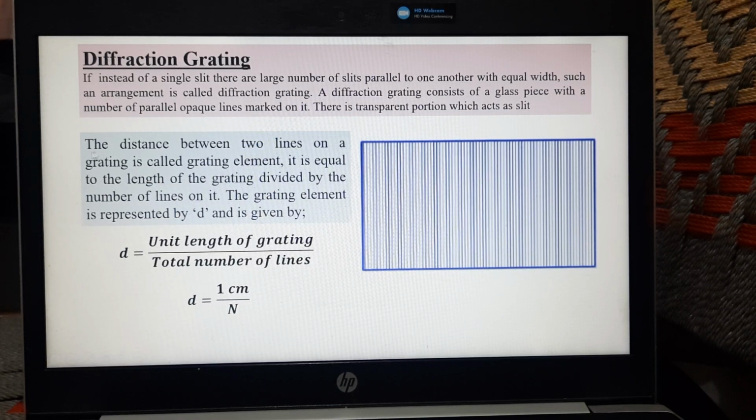So we can say the distance between two lines on a grating is called the grating element, and it is equal to the length of the grating divided by the number of lines on it.